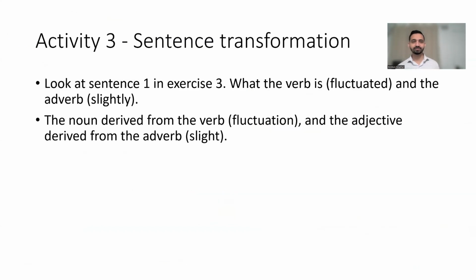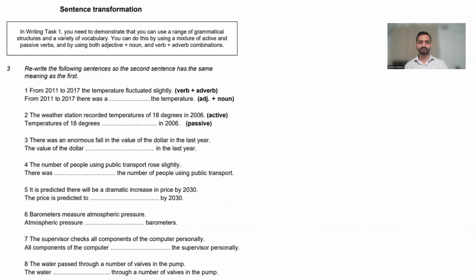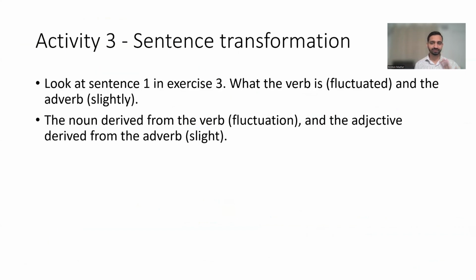So let's do activity number 3, sentence formation, right? So look at sentence 1 in exercise 3. The verb is fluctuated. So I'm going to show you the exercise just quickly. Let me give you some points here before we get into activity 3. We're going to look at a sentence in exercise 3. The verb there is fluctuated and the adverb is slightly.